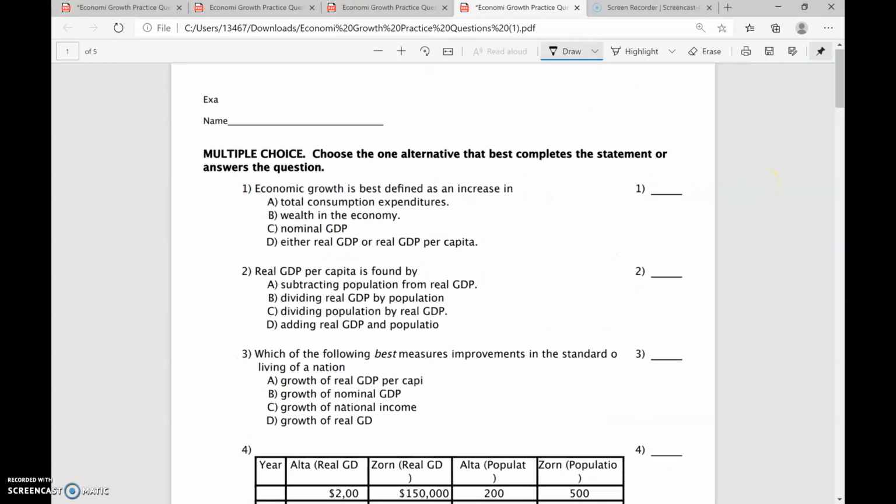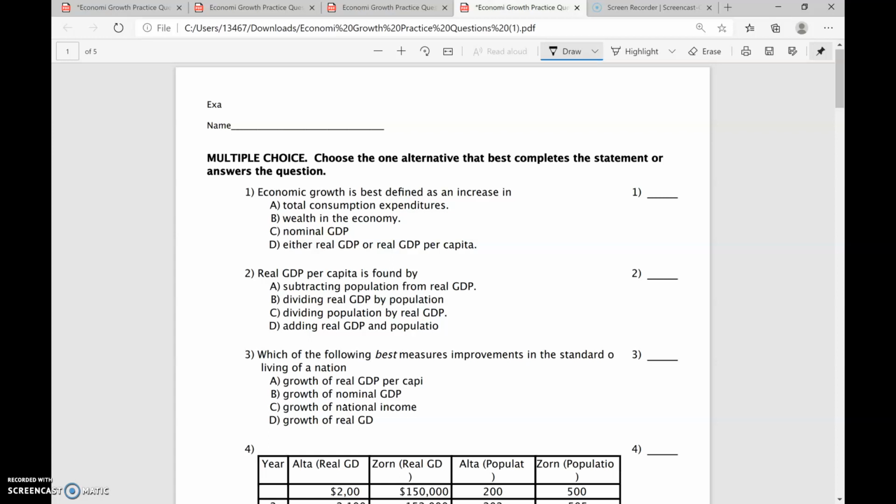These are the questions from the chapter on economic growth. The first one: economic growth is defined as an increase in real GDP or real GDP per capita. Next one: real GDP per capita is found by dividing real GDP by population. Okay.